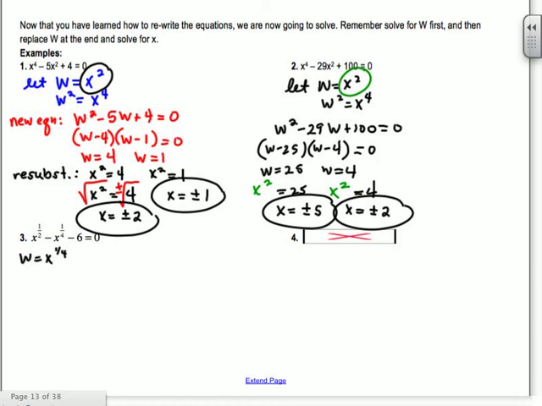That means W squared would be whatever x to the 1/4 is squared. X to the 1/2, right? You multiply your powers, which is exactly what we want. We want to have that W squared. So I have W squared minus W minus 6 equals 0.